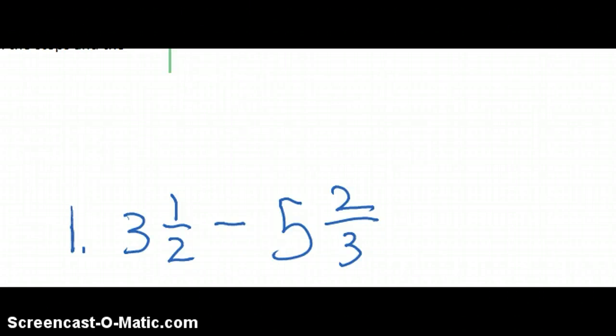Hi, today we are going to be doing adding and subtracting negative mixed numbers. So our first problem we have is 3 1/2 minus 5 2/3.